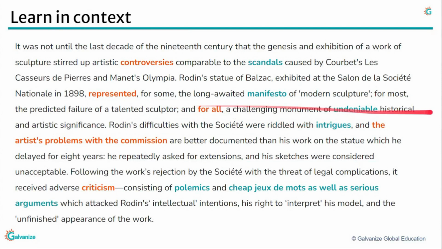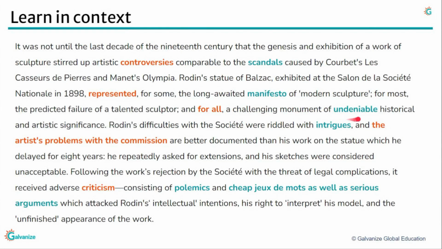Here you see for some, for most, and for all. For some, this statue was the long-awaited manifesto of modern sculpture. It's something positive, I guess. For most, not some, it's a predicted failure of a talented sculpture. For all, it is a challenging monument of undeniable historical and artistic significance. So for all is pitted against for some and for most. While some people have differences of opinion, everybody thinks that this is a challenging monument of historical and artistic significance.